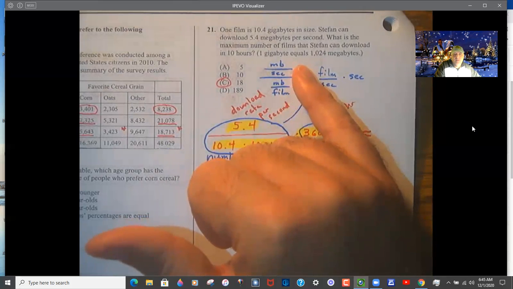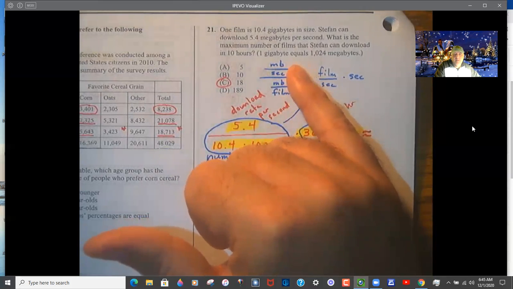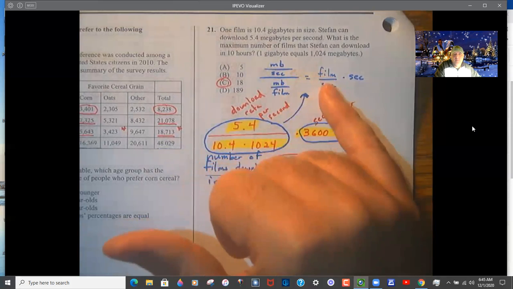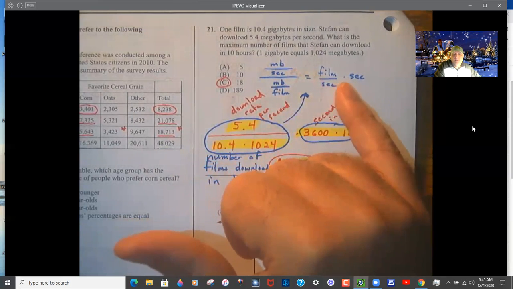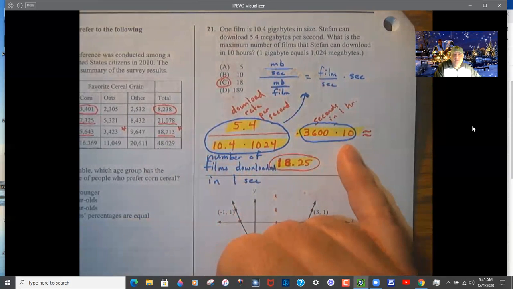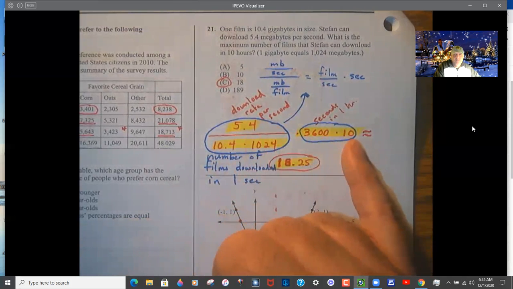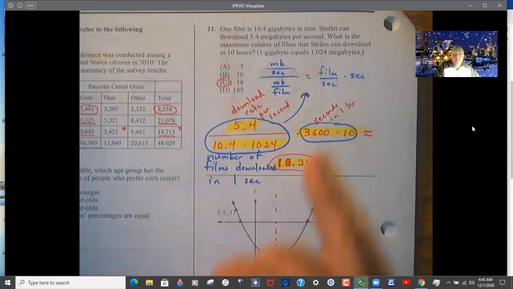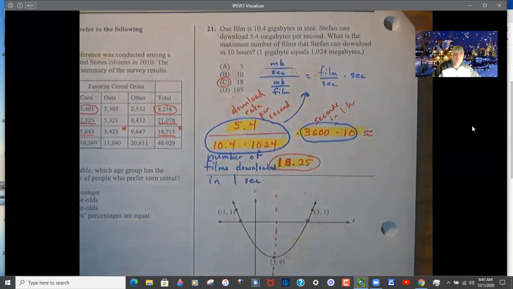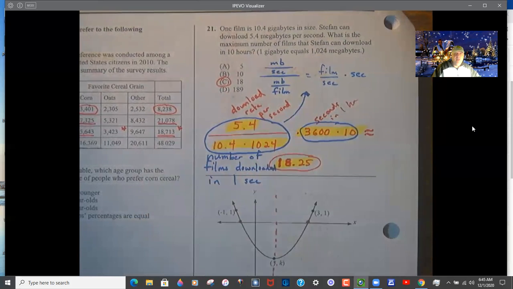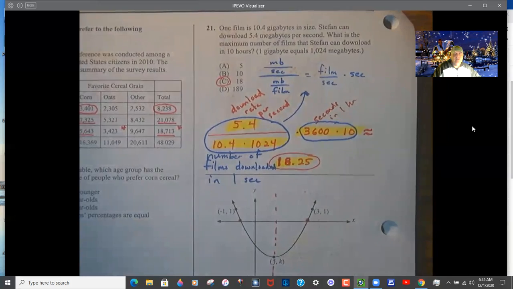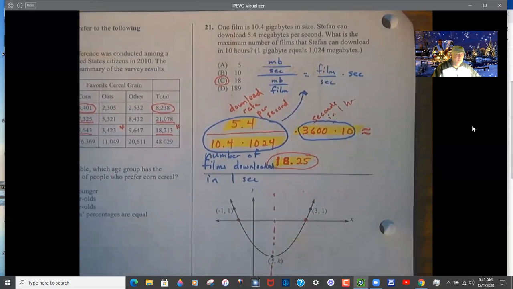The megabytes would cancel and you'd be left with films over seconds. And then you have to multiply that by the seconds in 10 hours. So you have to do all of this math to get those units to work out, and you get 18.25 films downloaded in total, which rounds back to 18. So I consider that a pretty challenging problem on this test.